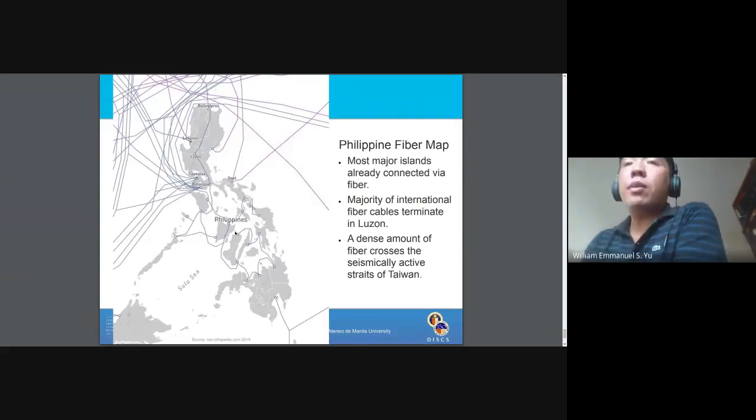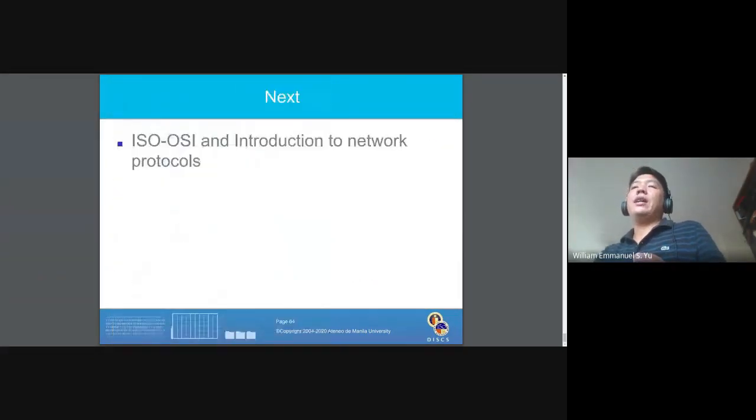Again, you can count the cables with your hands. One, and again, that's a pair. So one in, one out. So actually that's just one. 1, 2, 3. Probably 7 or 8 major cable systems connecting to the Philippines. Okay? Questions so far for media? All right, so in summary, you have wired and wireless.